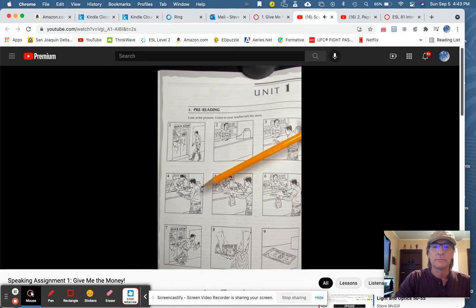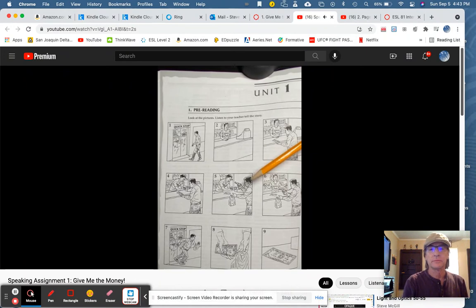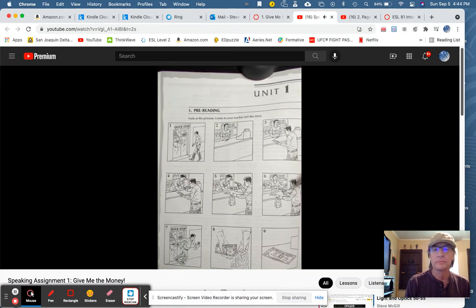The cashier opens the cash register. The man shows the cashier a gun. Then he shows the cashier a bag. Give me all the money, the man says. Put it in the bag. But, the cashier says. Give me all the money, the man says. Put it in the bag. But, the cashier says. Give me all the money, the man shouts. Put it in the bag.